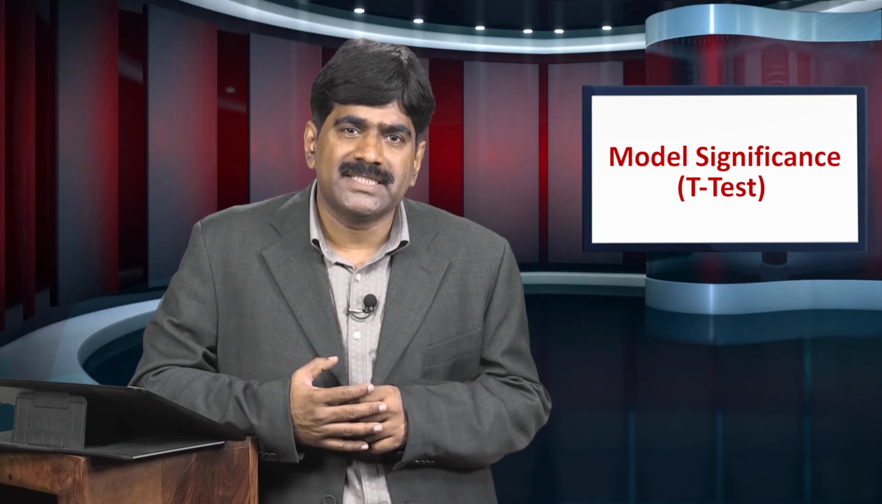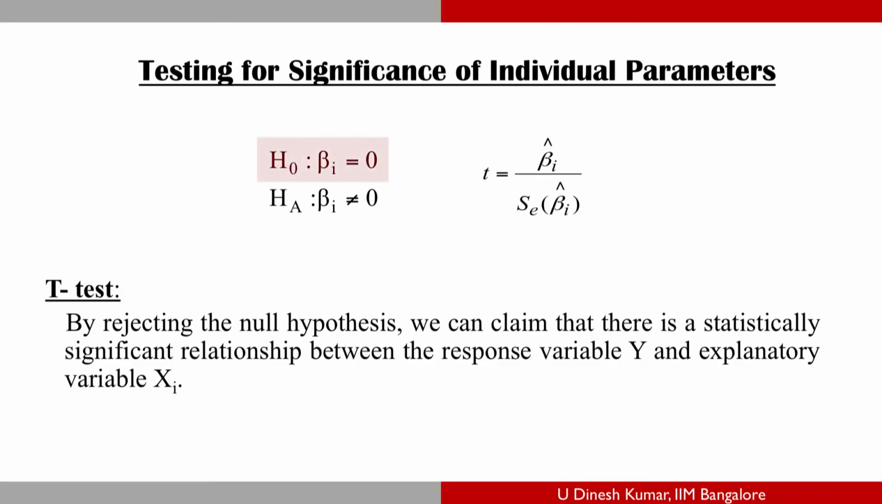For this we use the t test. Our null hypothesis in this case is beta i equal to 0 against an alternative hypothesis of beta i not equal to 0, and the test statistic t is beta i estimate over the standard error of beta i estimate. By rejecting the null hypothesis, we can claim that there is a statistically significant relationship between the response variable y and that specific explanatory variable xi.